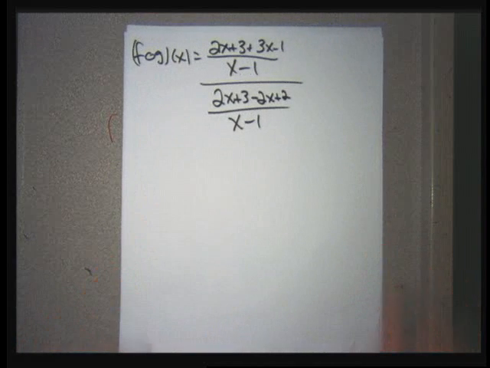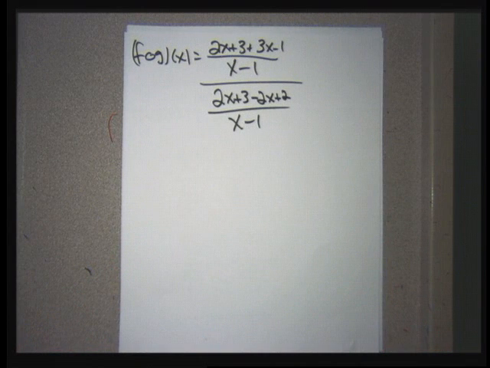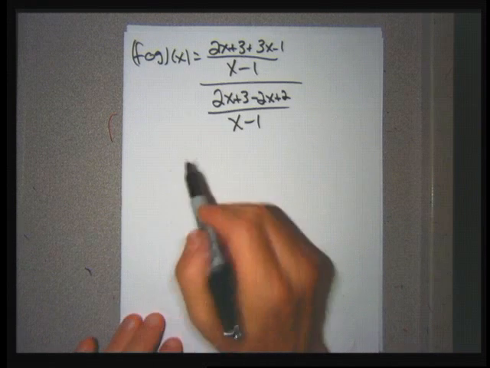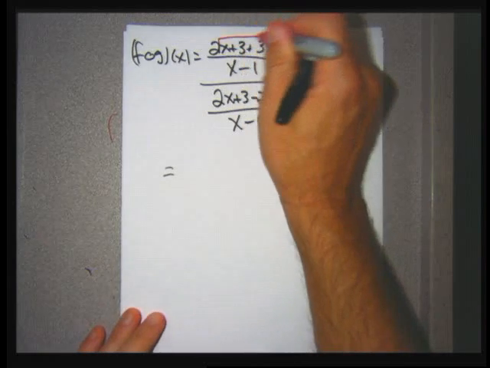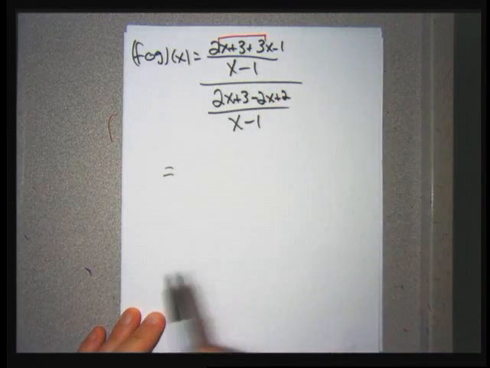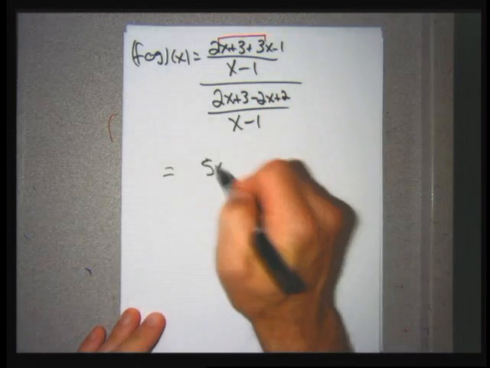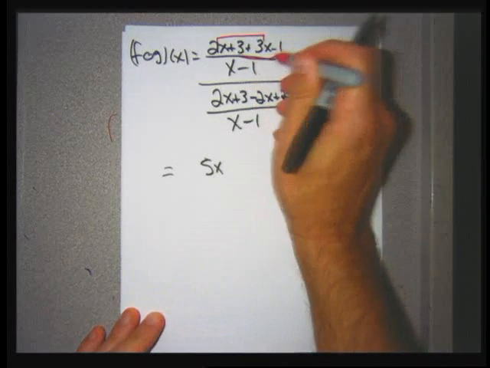So I'm doing exactly what you need to do. If you do anything slightly different than this, you're doing something that's probably illegal. And you probably won't get exactly x for an answer. So now, in this numerator, I'm going to make the 2x and the 3x there into a 5x. I'm going to make this 3 minus 1 into a plus 2.